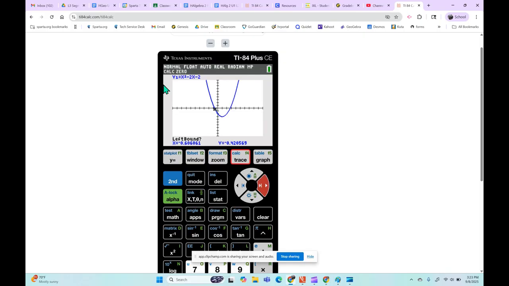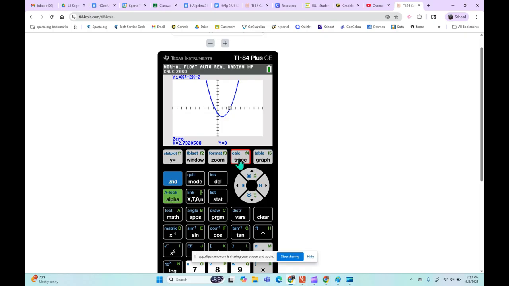All right, so now I'm going to arrow over to the right because I'm going to calculate the second intercept. Hit enter, go to the right of it, hit enter. So we're looking for it between these two vertical lines. And there it is, 2.730. So you can get the exact intercepts off the calculator.